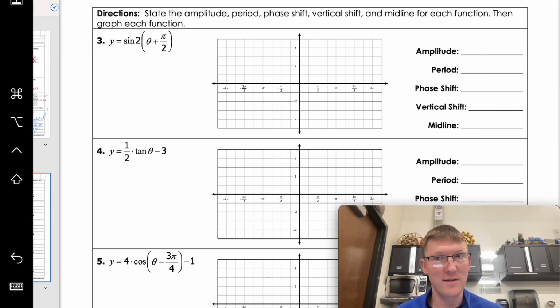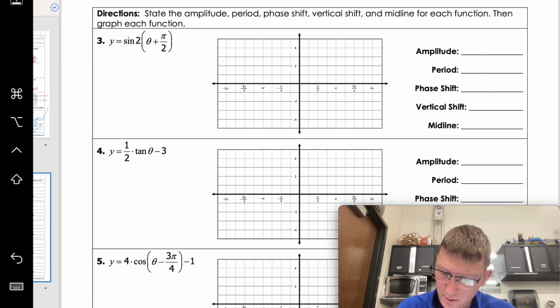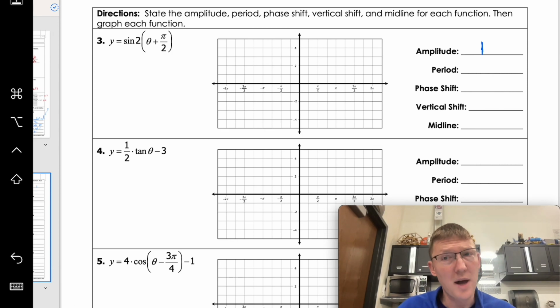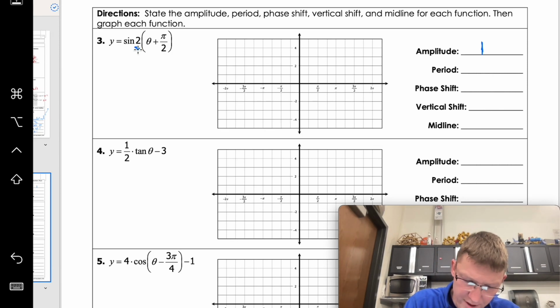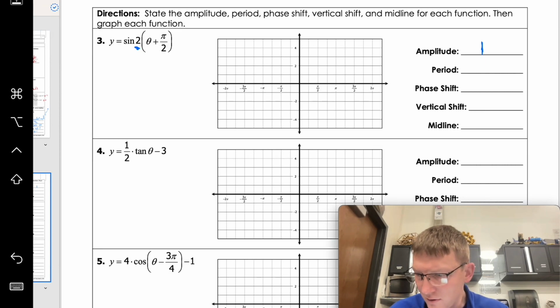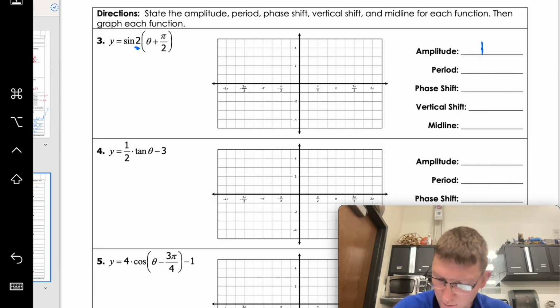Okay, let's try some out. So looking at number 3, we got y equals sine 2 of all that other stuff. So I'm just going to start labeling what I know. Our amplitude is 1. That comes from the fact that there's no number right there, which means there's an implied 1. Our period comes from this number. And again, our period for sine is 2 pi over b. B in this case is 2, so we're going to have 2 pi over 2. So our period is just going to be pi.